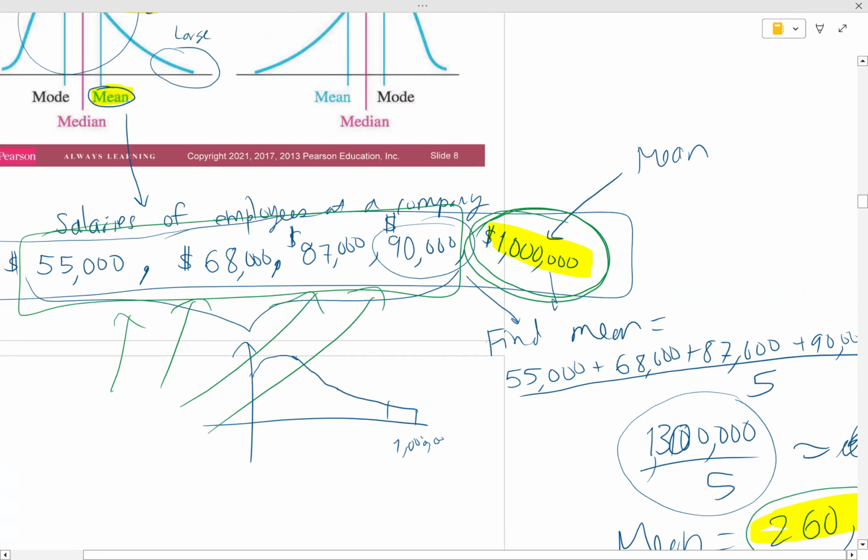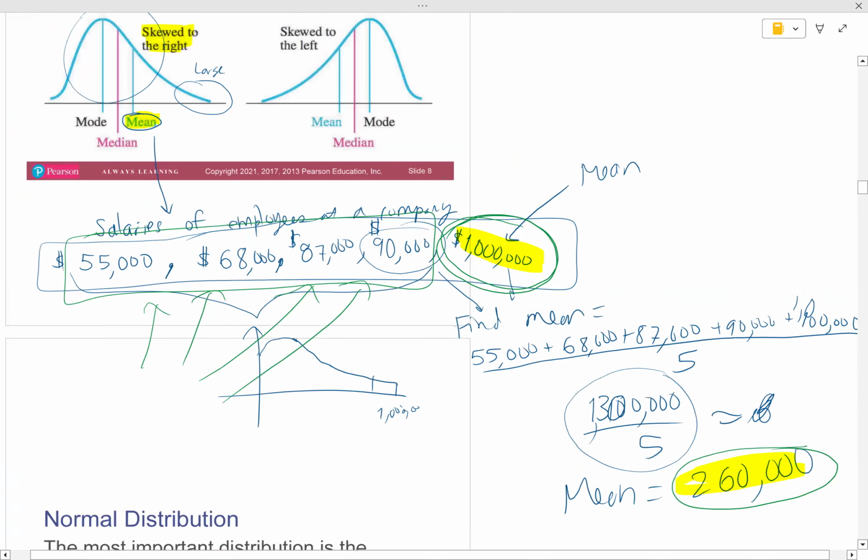So yeah, sometimes the mean isn't a good measure of central tendency, as we saw in a previous section. The median might be better, right? Remember the median, that's just the guy in the middle. This guy, that's maybe a good measure, right? It's kind of average. 87,000 is right in the middle of all of them. And then the mode, that's the one that occurs most often.